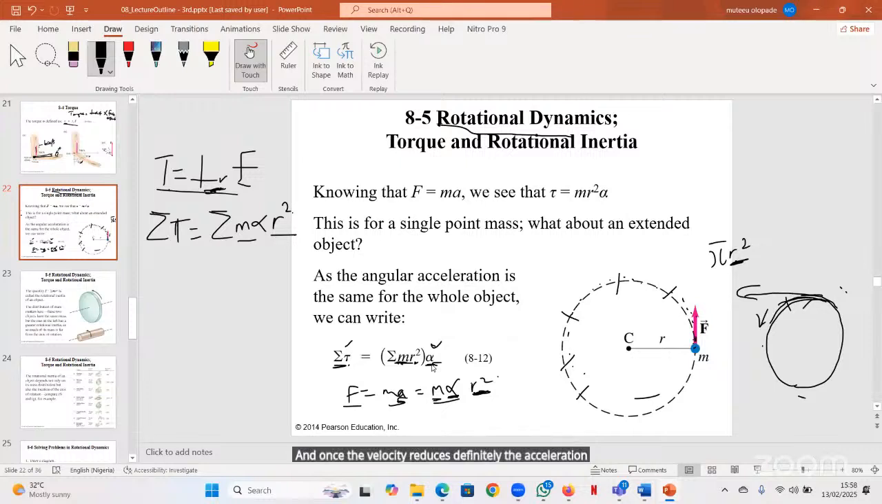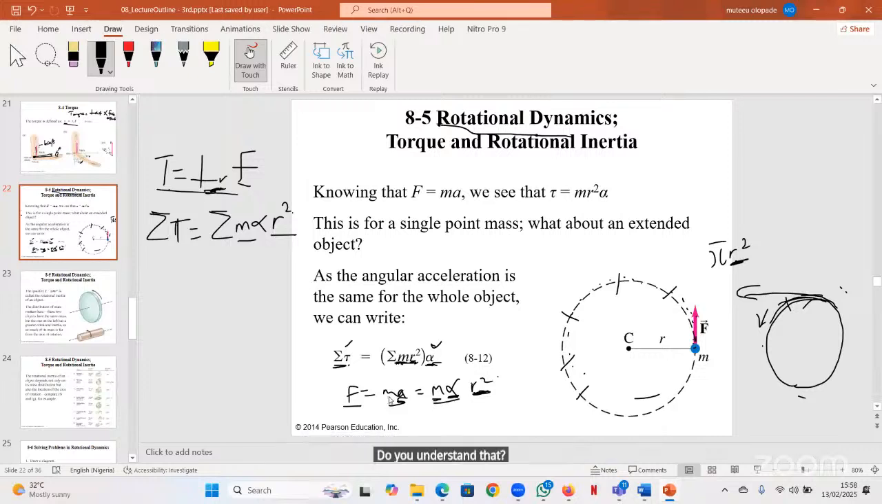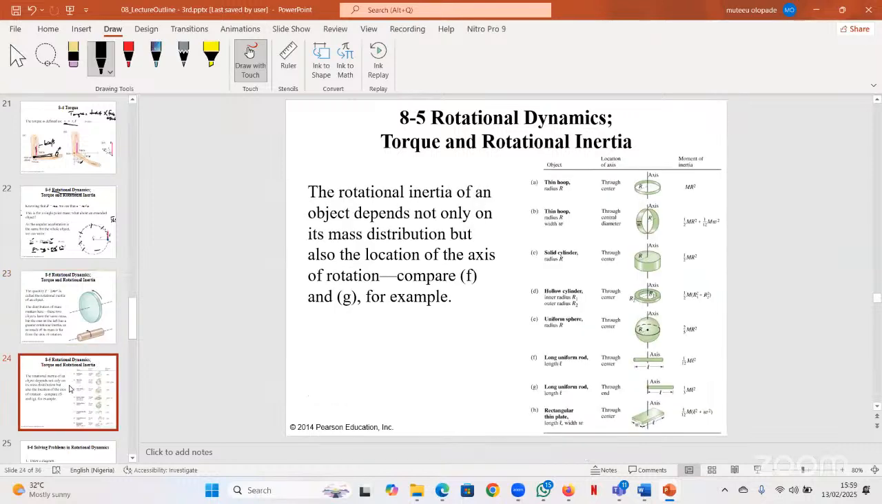Do you understand that? Yes. But the mass of the object will not change. Also, the radius covered, the distance covered will not change. That's why they are in the bracket. Do you understand that? Yes, sir. Okay. So this is rotational inertia. Do I bother you with this? No.